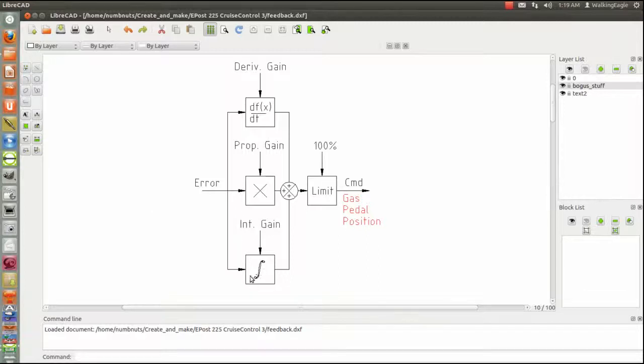Whereas the integral looked at how long and how much, and was reactive, but it had a memory. Derivative is very fast acting. It doesn't have a memory. It's worried about how fast things are changing. Derivative is not used very much in most control systems, and you're going to see why tonight. So we'll look now at how I implemented this.